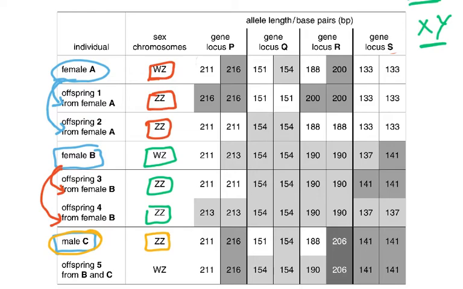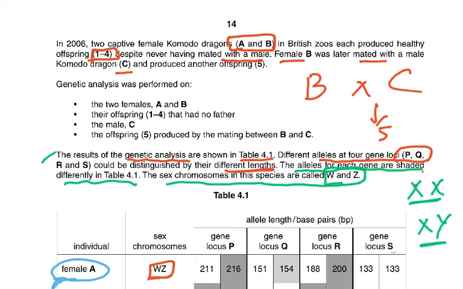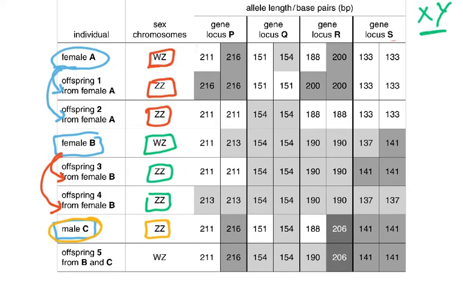Now what did we do? If you go back to the question, we had female B crossed with C. So here we have B crossed with C, and then we had an offspring from B and C. Please try to understand this. B was WZ and C was ZZ, and then we had WZ. So this is what we had to connect, this one with this one, and this is the offspring. So read the question carefully, understand the question, and then I think everything will fall in place.